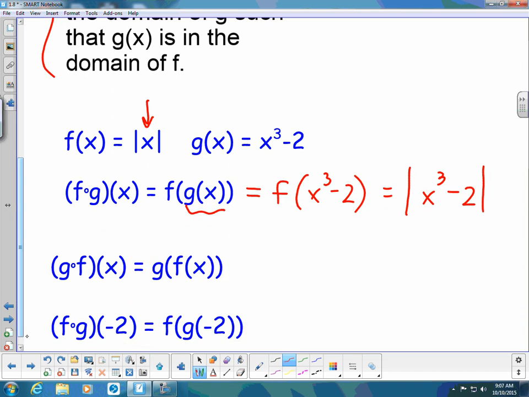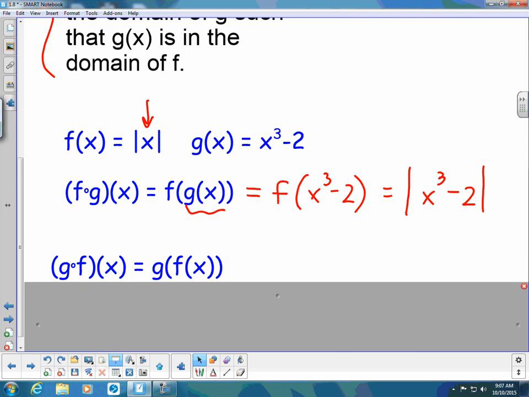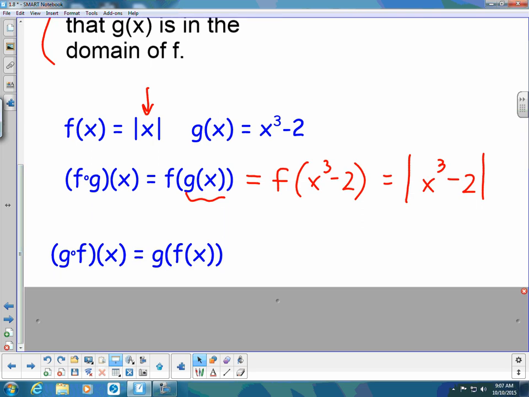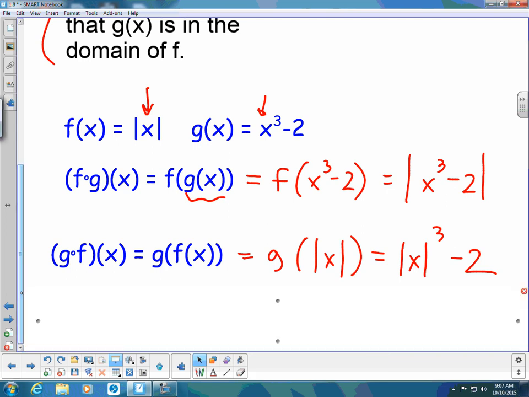And what if I wanted to find g of f of x? If I want to find g of f of x, I would have g of absolute value of x. And that means I want to go to my g function and plug in absolute value of x wherever I see an x. So that's right here. So I would want absolute value of x, quantity cubed, minus 2. All right.